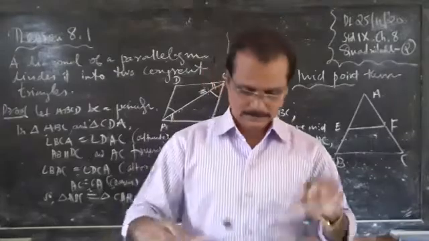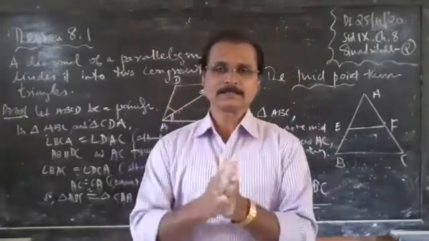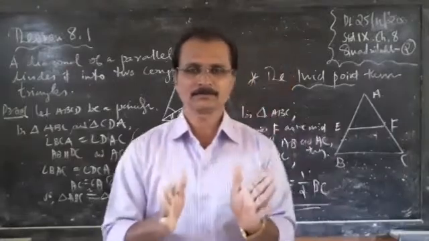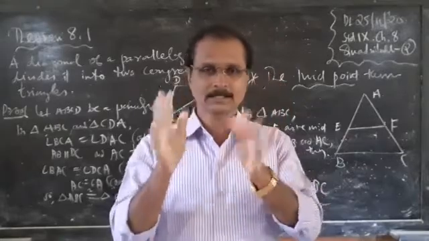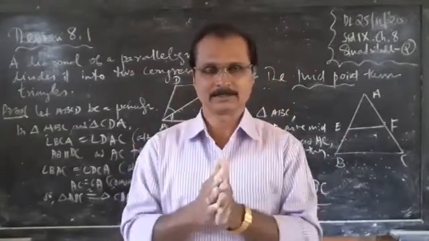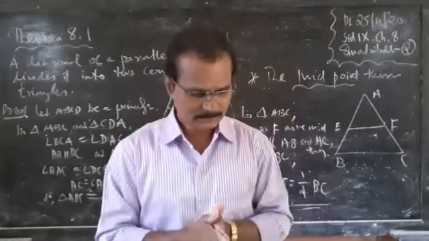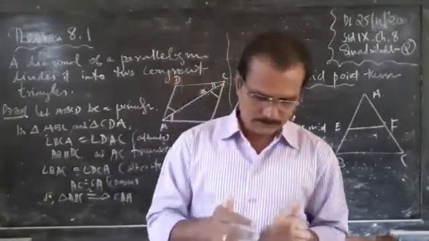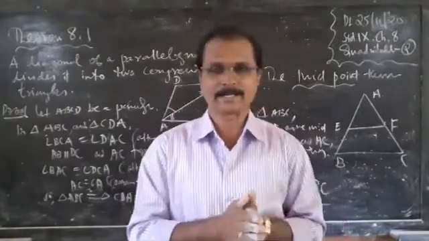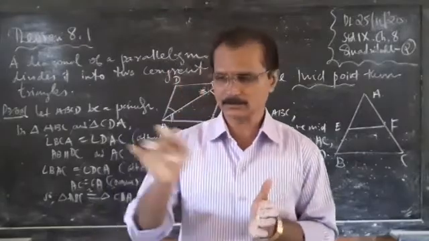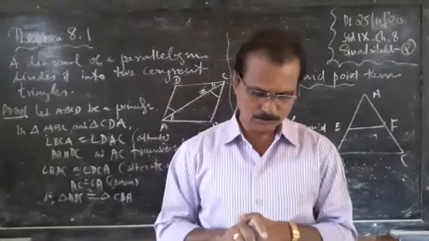This is the one and only important theorem, and of course this is very important for the second term examination as well as the annual examination. So, page number 139, Theorem 8.1: a diagonal of a parallelogram divides it into two congruent triangles. You will get the statement from the question paper: prove that a diagonal of a parallelogram divides it into two congruent triangles.